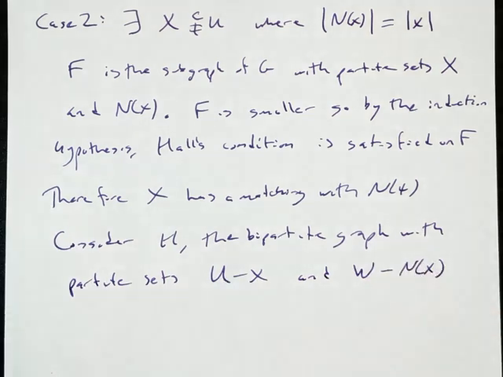Well, again, that would be a bipartite graph. And instead of having U and W, it's got U minus X and W minus NX. What do I know about those sets? I don't know that because U is necessarily less than or equal to the cardinality of W. So W minus NX could be bigger than U minus X. X and NX were definitely the same size, though. U and W might not have been.